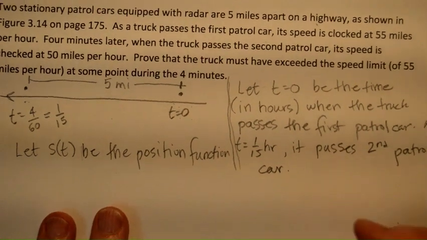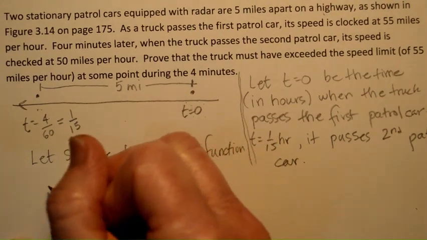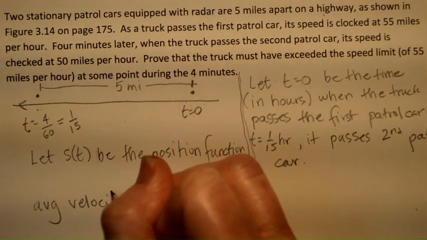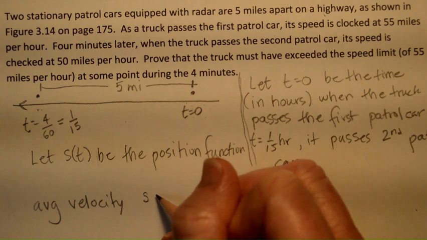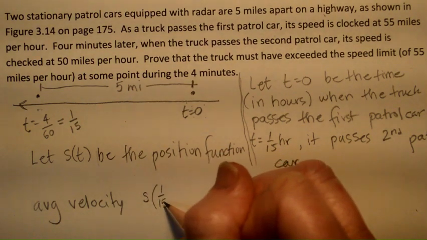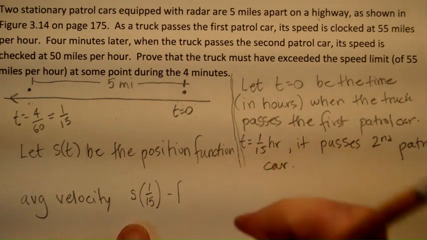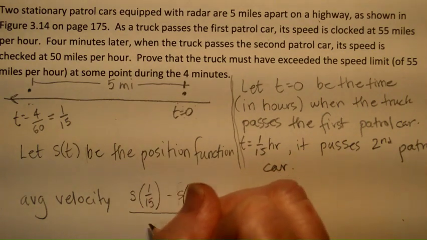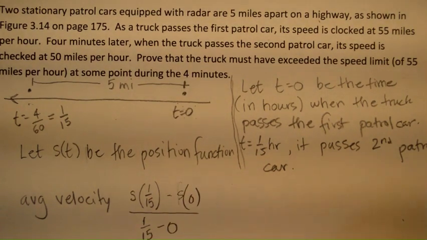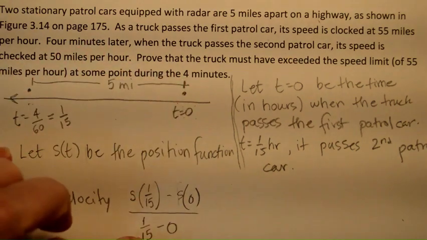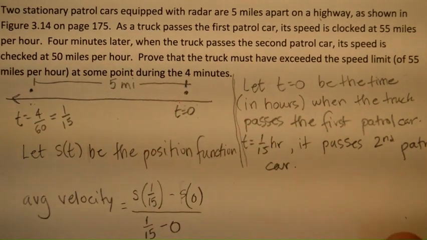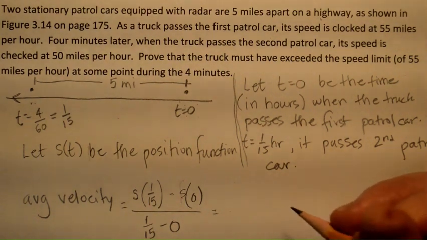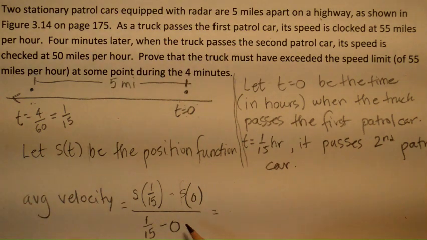So what we're going to say is we need to have, let's say, our average velocity is going to be s of 1/15, that's our greater time, minus s of 0, over 1/15 minus 0. Again, that's our f of a minus f of b over a minus b. So that's what the average velocity is, right? And we're just going to find that. We just want to know what's going on in there.